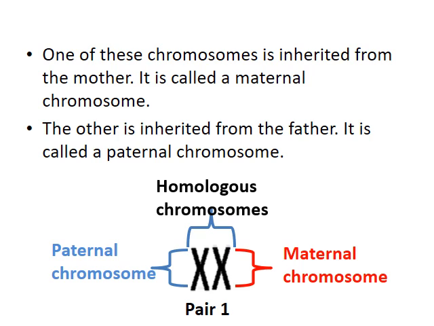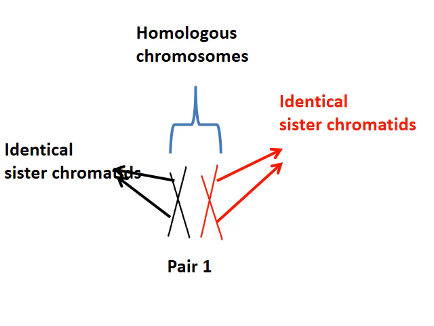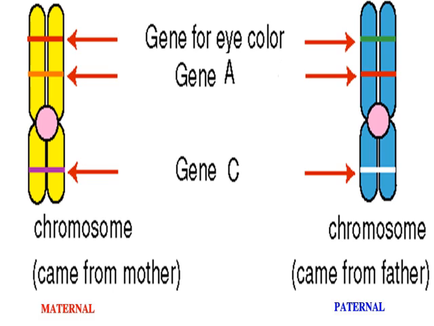These are homologous chromosomes. So note, the pair of chromosomes carry the same genes, but they may or may not carry the same alleles. The two sister chromatids of each chromosome are said to be identical, meaning that they carry the same genes and the same alleles. These are identical chromatids, and those are homologous chromosomes. The gene of the eye color is present in the same loci. One from the father is called paternal, from the mother is called maternal.